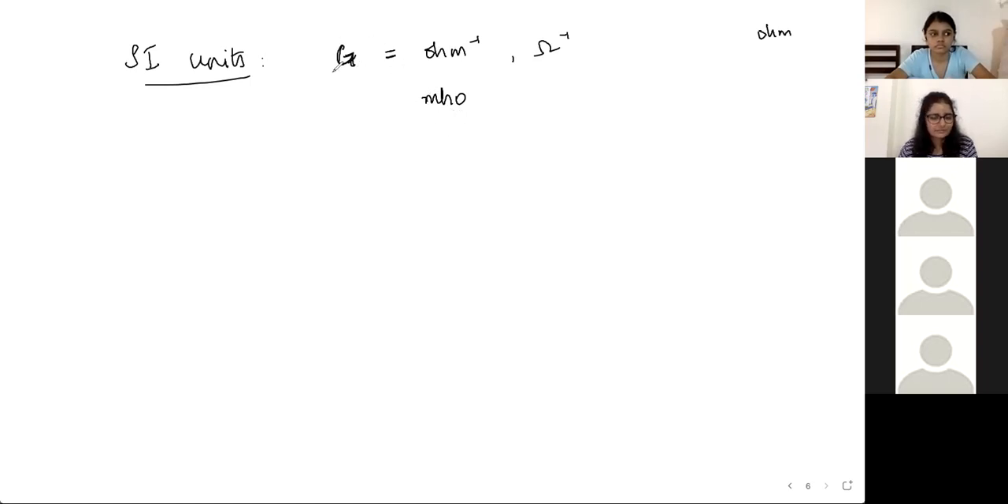Another unit specific to conductance is Siemens, S. A capital S. It's also the name of an engineering, electronics related company. You have Schindler, and Siemens, you see it on electrical boards in the houses, in schools.